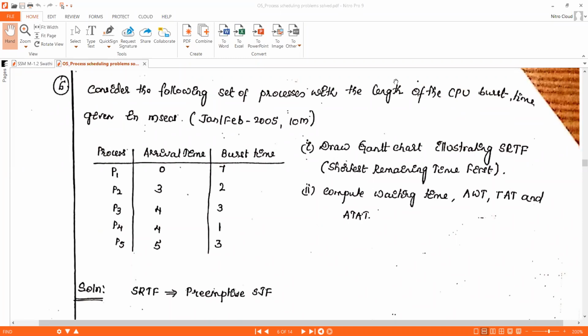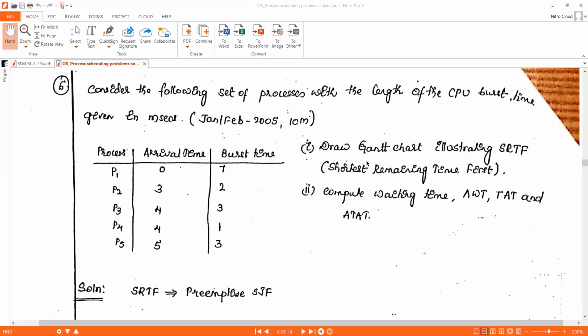In the question, they have asked us to draw the Gantt chart illustrating SRTF scheduling. That means shortest remaining time first scheduling, which is also called preemptive SJF. SRTF is also called preemptive shortest job first scheduling. SRTF means shortest remaining time first scheduling algorithm.